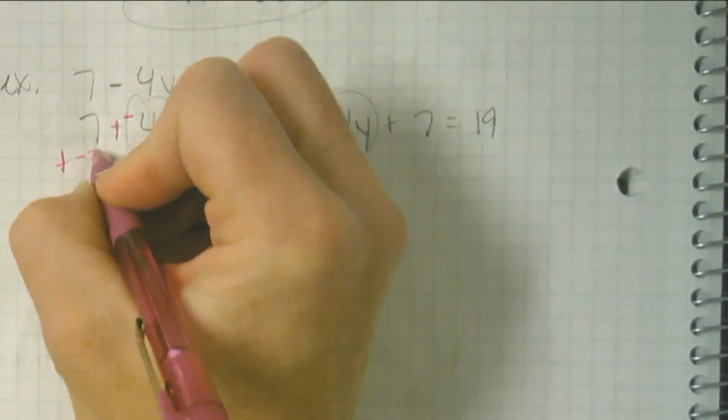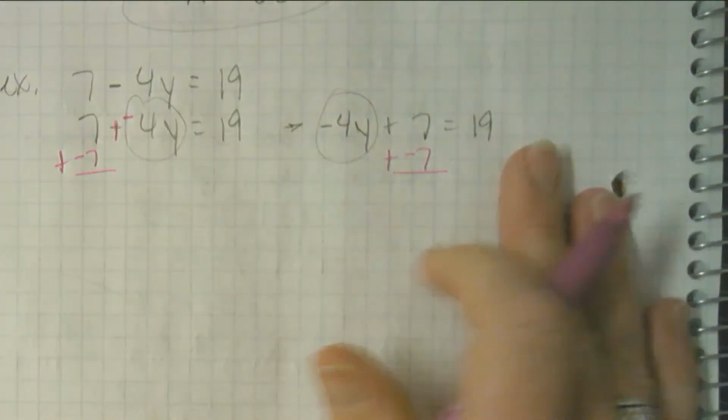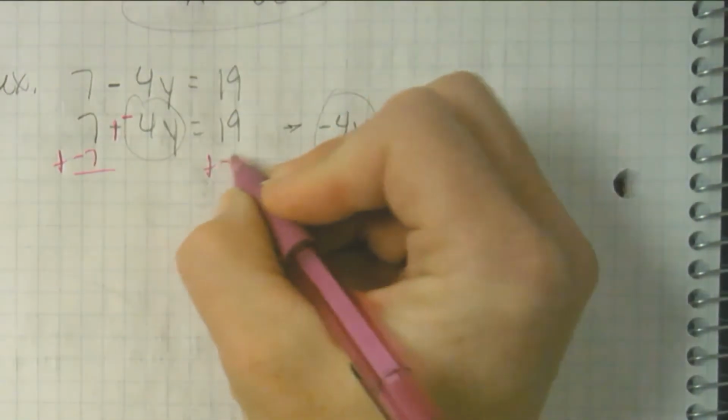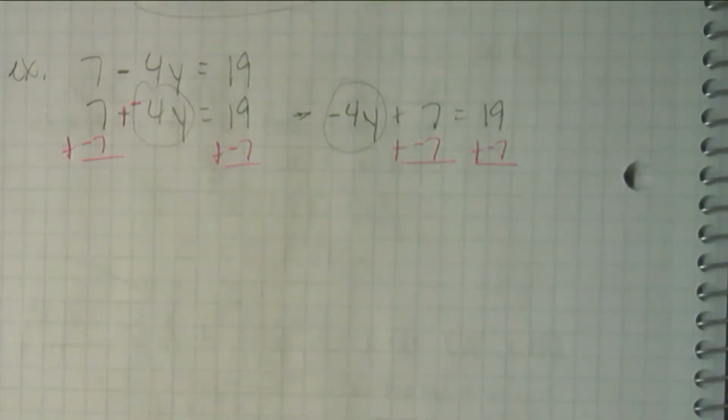Excellent. I'm going to add a negative 7 to both sides. I'm just going to do it on both of them, in case you changed it or didn't change it. Remember, I want you adding a negative, not subtracting. It just stops a lot of mistakes.